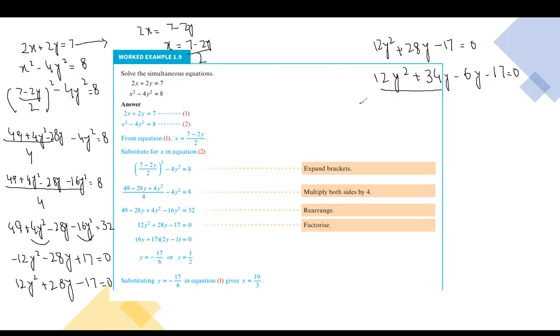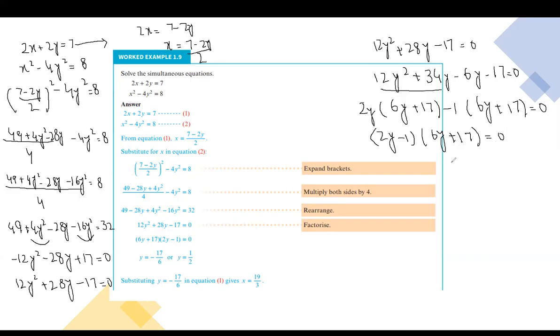Taking common, in this case the common is 2y. So it must be 6y plus 17, and then minus 1, so it must be 6y plus 17 equals 0. So this must be 2y minus 1 and 6y plus 17 are the factors. So 2y minus 1 equals 0.